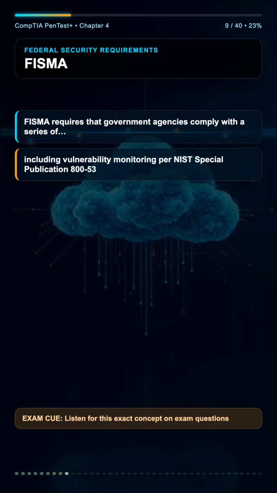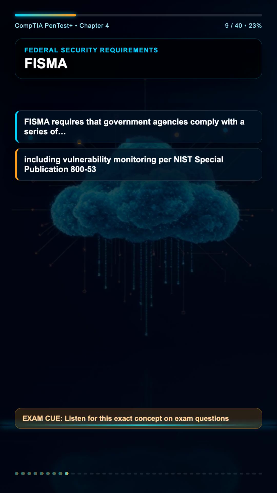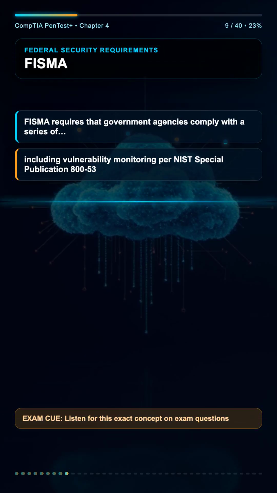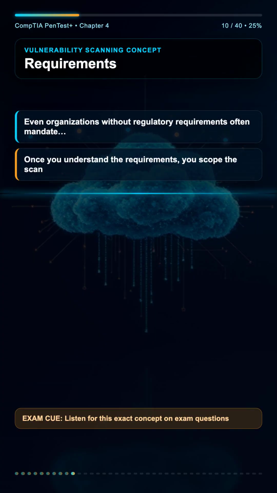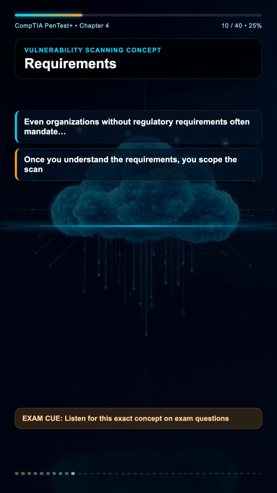FISMA requires that government agencies comply with a series of security standards, including vulnerability monitoring per NIST Special Publication 800-53. Even organizations without regulatory requirements often mandate vulnerability scanning in corporate policy.